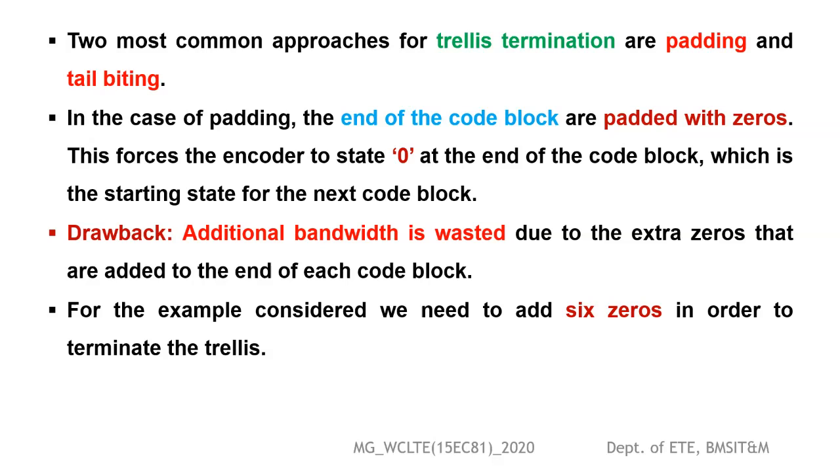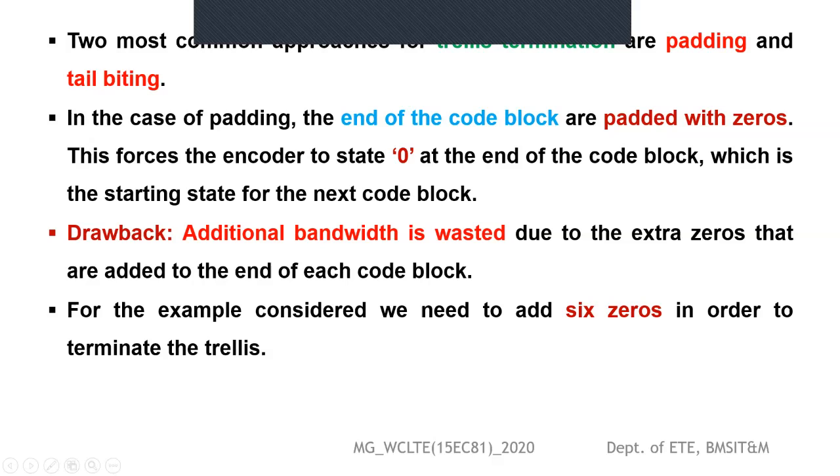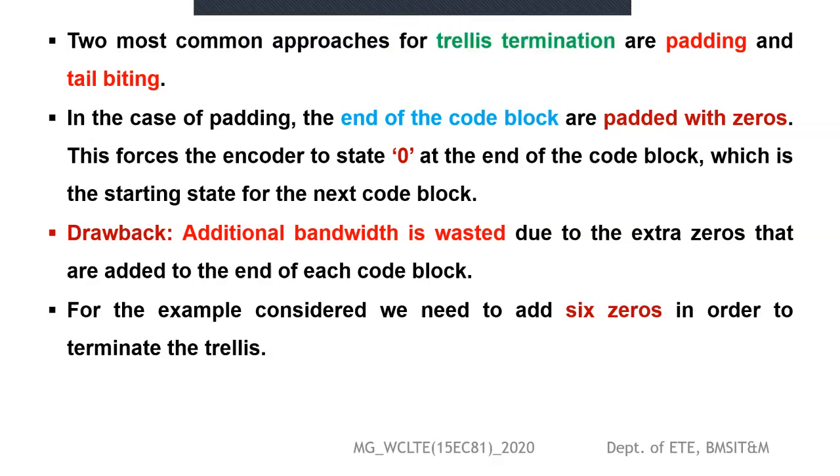I repeat once again, there are two methods to do the trellis termination. One is padding and another one is tail biting. In case of padding, the zeros are padded at the end of the code block. So by padding zeros, the encoder turns to the state 0 at the end of the code block. So that is the starting state for the next code block.